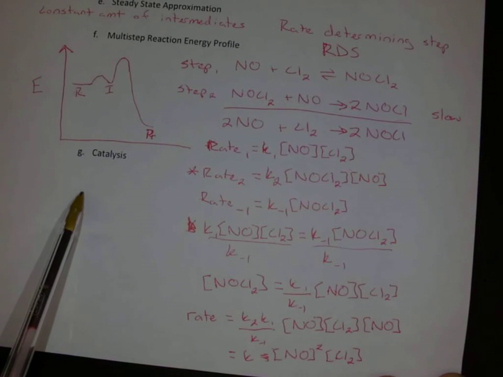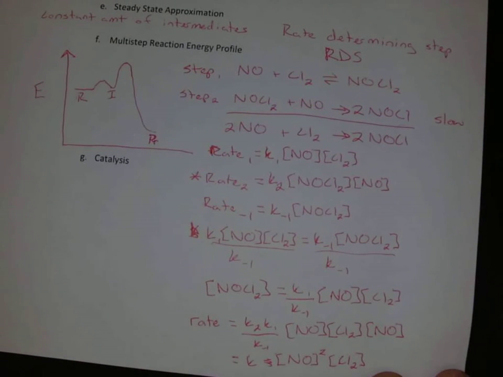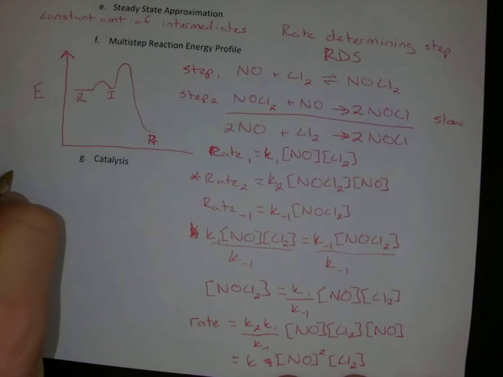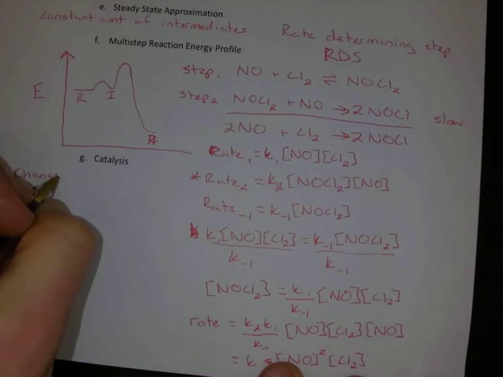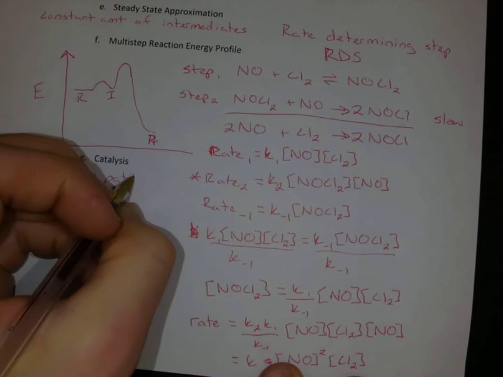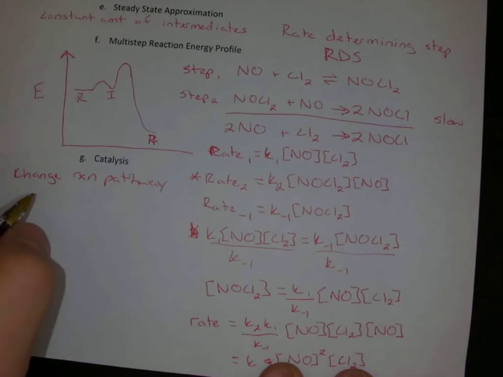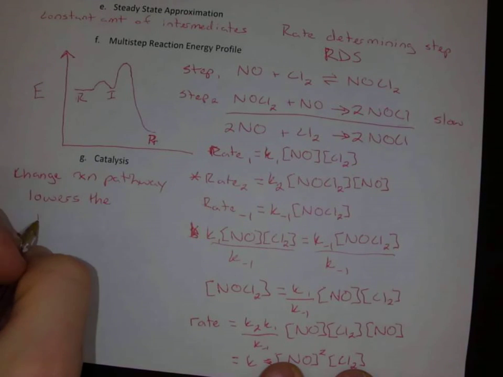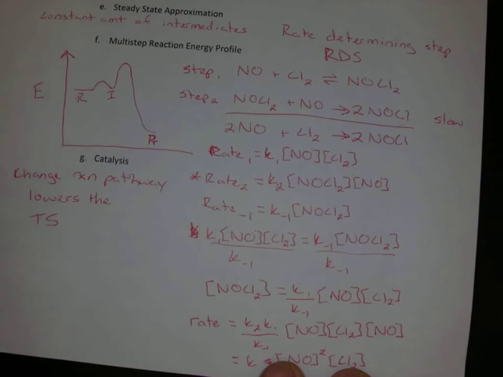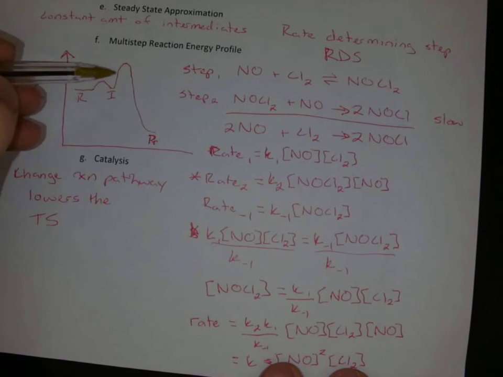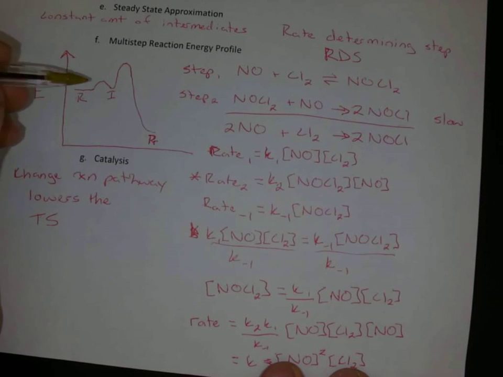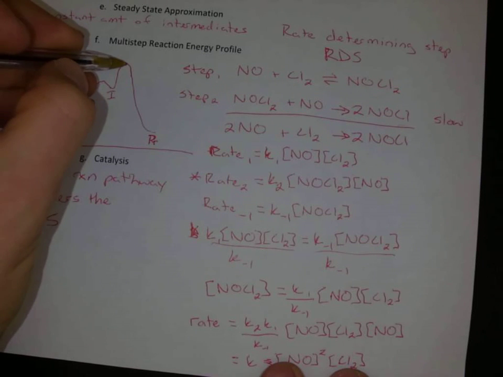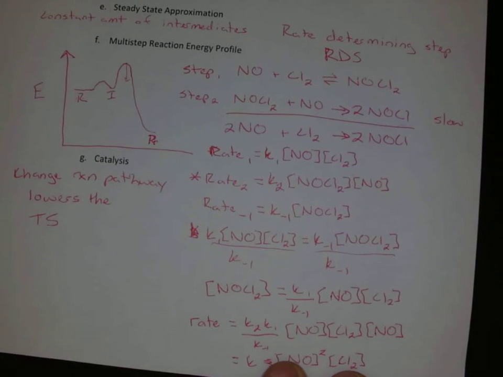So then our last piece here is about catalysis, right? A catalyst, all it is going to do is change the reaction pathway. And when it changes that reaction pathway, it lowers the transition state. Okay? It finds a new way for us to go through this reaction, and that pathway is going to have a lower transition state energy. So in our energy diagram, we would basically just bring this step down. Okay? All right. So now we should be able to do a whole lot more problems.